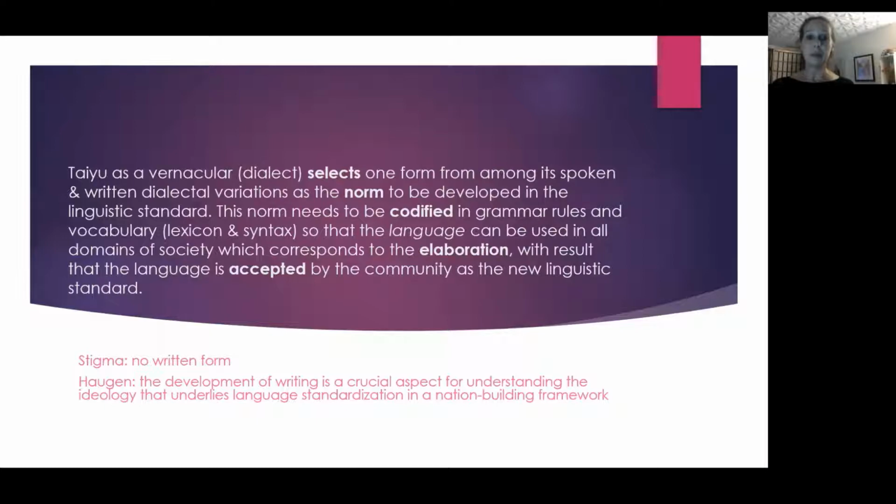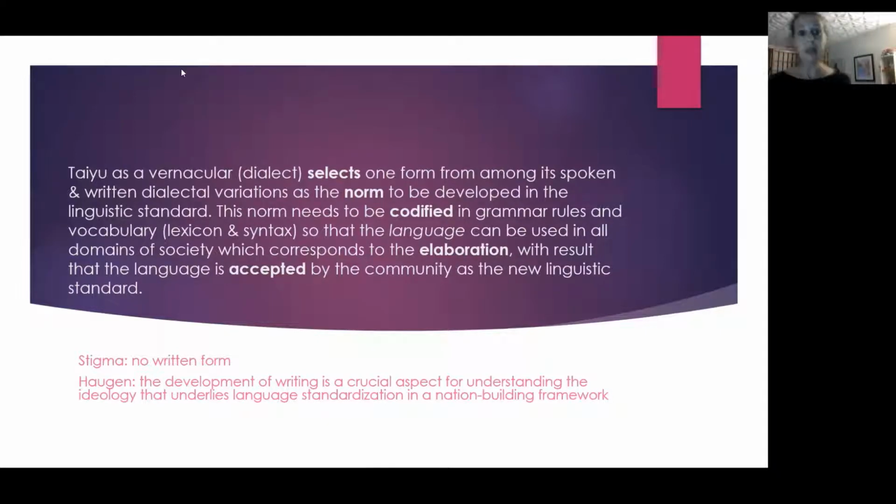The norm needs to be codified, so that means we need to have dictionaries, we need to have grammar rules, we need to have a vocabulary, a lexicon, and a syntax. So why is this necessary? In order to use the language in all the domains of society. So in education, in professional life, not only at home and with the family, but in all domains of society.